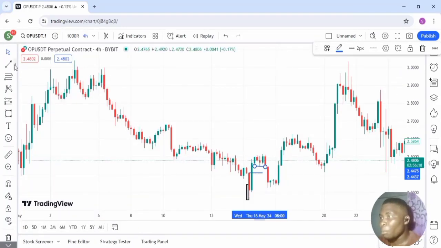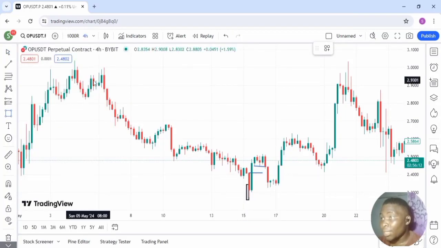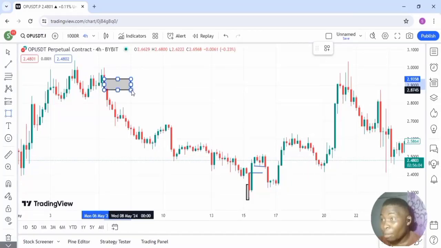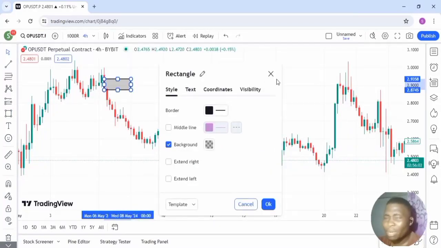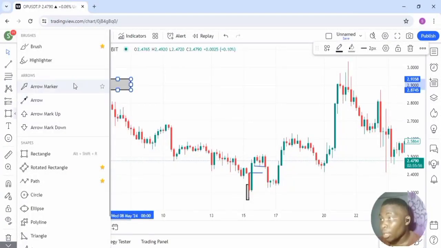Let me equally mark it. Look at this other block. You see this other block. This is another block. Now let me show you another block here.